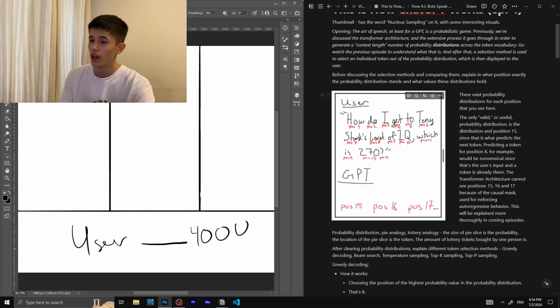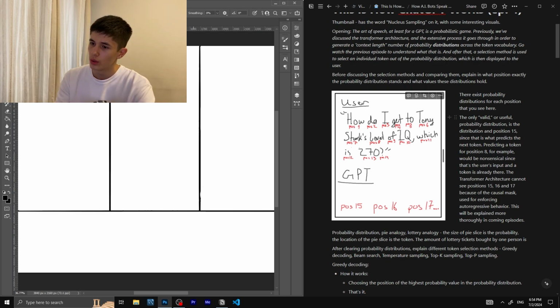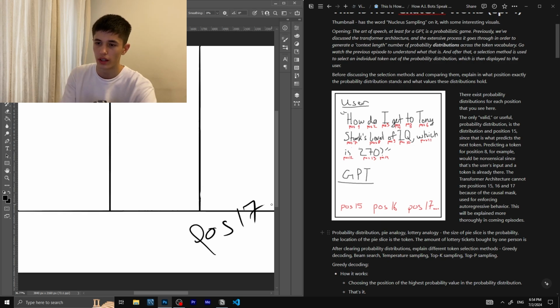The probability distribution at position 15 would be the one we care about. The transformer architecture literally could not see positions past the 14th one. Only these were available to it, and these ones were not, because of something called a causal mask. We'll break that down in coming episodes, but anyway, it enforces autoregression and all of that. So it can't say what's for position 17, because it hasn't even seen position 16 and position 15.